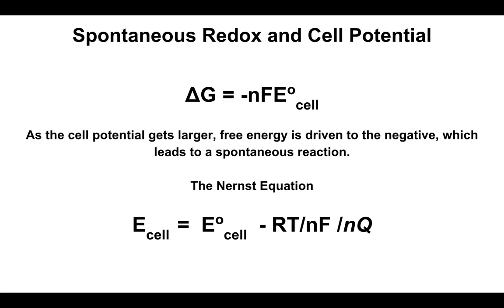And there's something important here. What's important is to remember a large negative free energy is correlated with a spontaneous redox. So a larger positive cell potential will also mean spontaneity. So we're looking for positive cell potentials like we saw in that previous example with the silver precipitating.